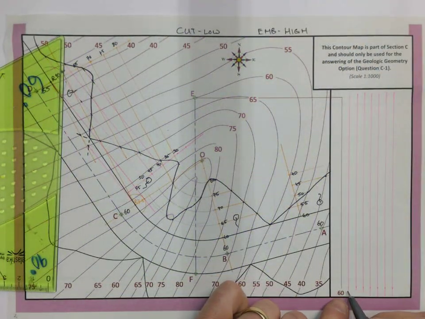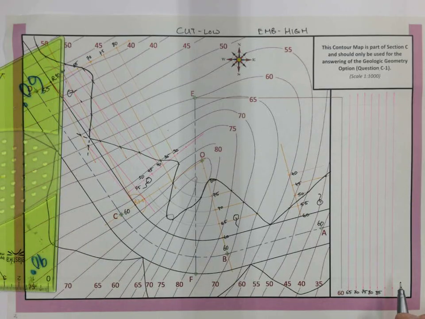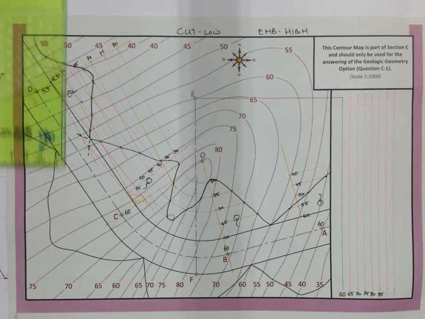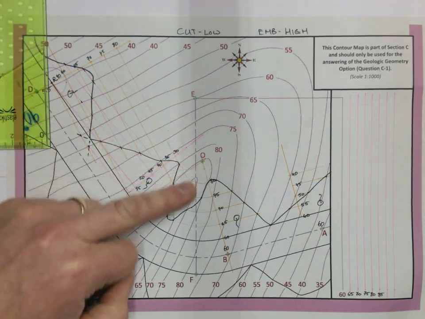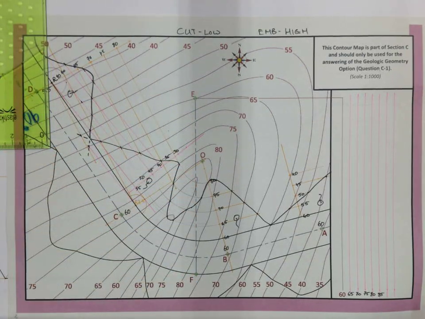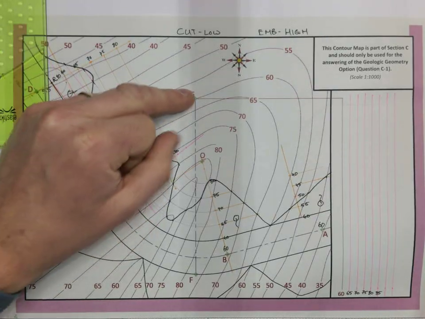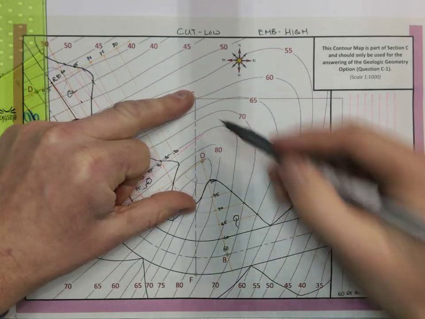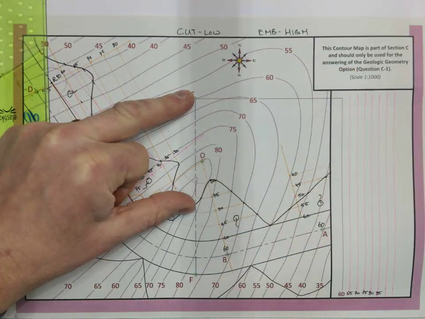So this gives us 60, so the next one would represent 65, then 70, then 75, then 80, 85, and there's nothing higher than 85, so I'm just going to leave it at that. Now, we have to draw a profile of the line E to F after earthworks have been completed. So from E to this space, that's all untouched ground.